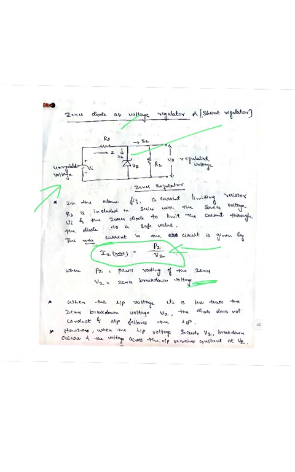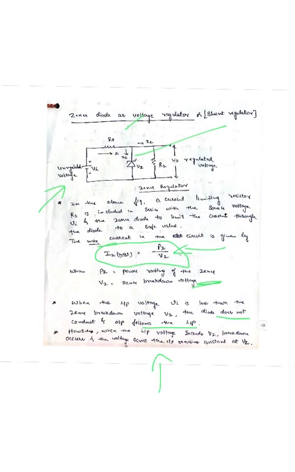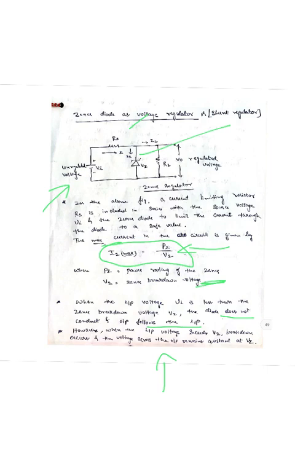When the input voltage Vi is less than the Zener breakdown voltage Vz, the diode does not conduct and the output follows the input. I repeat it: the diode does not conduct and output follows the input. However, when the input voltage exceeds Vz, the breakdown occurs and the voltage across the output remains constant at Vz.